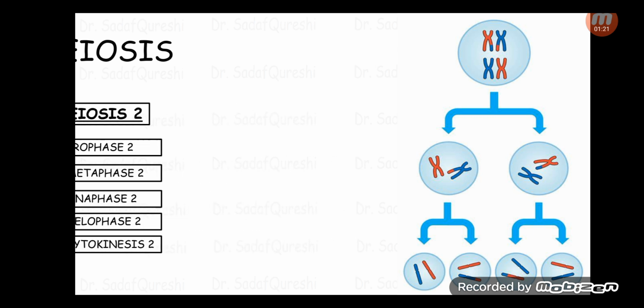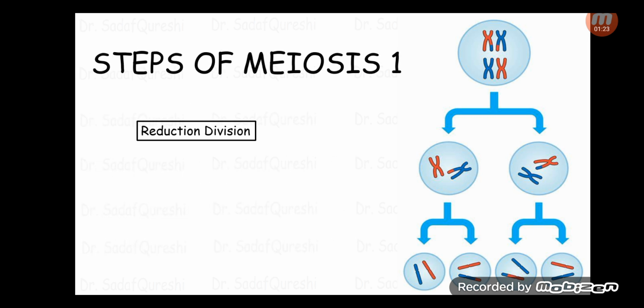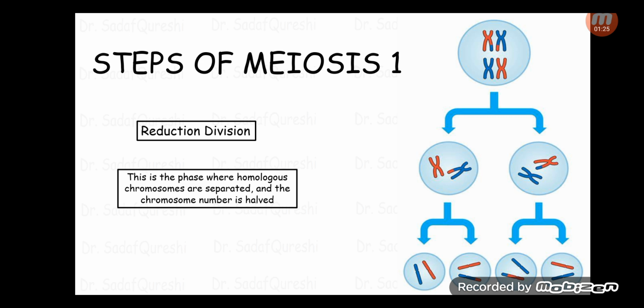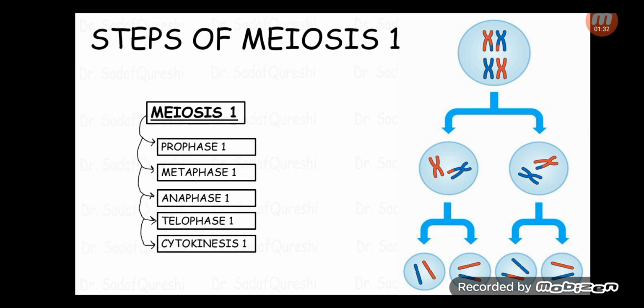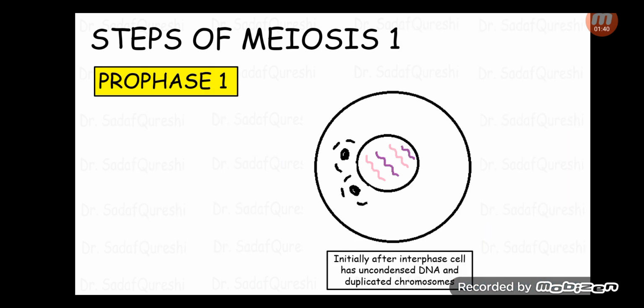As we know, what happens first is meiosis 1. Meiosis 1 is reduction division, and this is the phase where homologous chromosomes are separated and the chromosome number is halved. As we know, meiosis 1 is further categorized into 5 phases, and the first phase of it is prophase 1. So what happens in prophase 1?